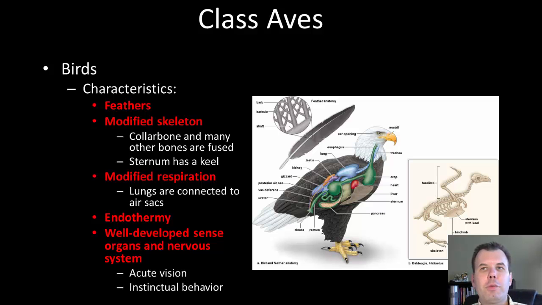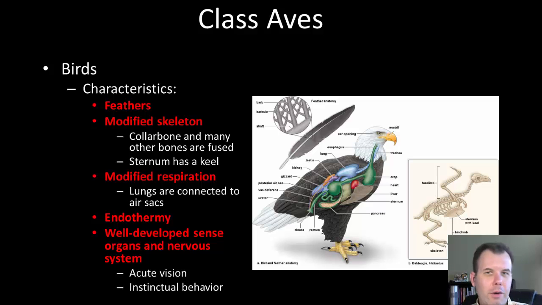Again, modified respiration. Lungs are contained air sacs that help them fly and move up and down, and so they have kind of like the swim bladder that allows them to give some buoyancy. They have endothermy, which means that they're regulated inside rather than outside, so they don't have to sit in the sun to get warm or go in the shade to get cool. And then again, well-developed sense organs, and again, very acute vision.